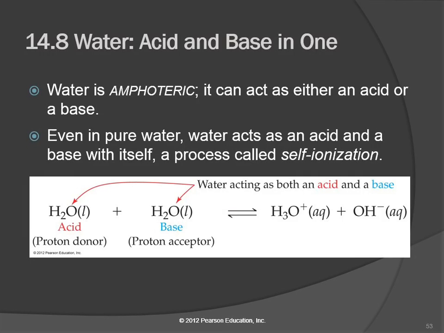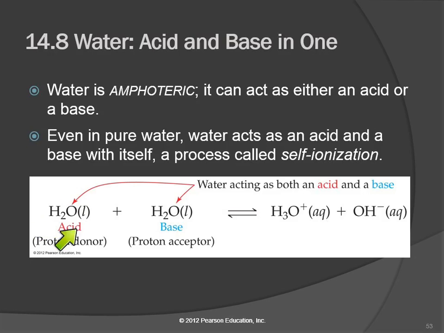We've been talking about acids and bases, and as I showed you earlier, water is amphoteric. Just like an amphibian can live in the water or it can live on land, water can act as an acid or a base. And even in pure water, the water molecules do this, and they act as an acid and base with themselves. And so we get something like this.